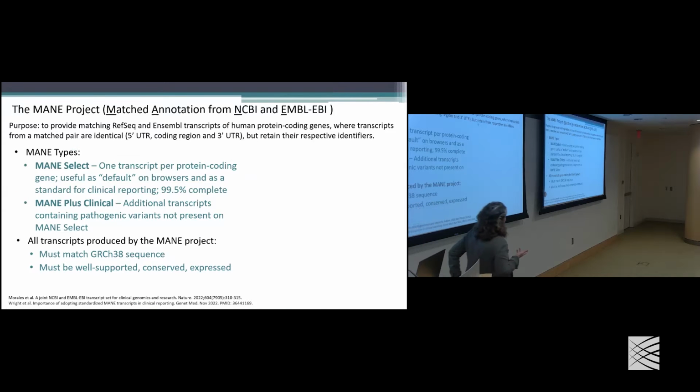One thing I did want to point out, there's been a project called the MANE project, which stands for Matched Annotation from NCBI and EMBL-EBI. And this has been a really critical effort to get the two major resources of gene transcripts to be aligned and have the same sequence, which has been a headache for our community for many years.